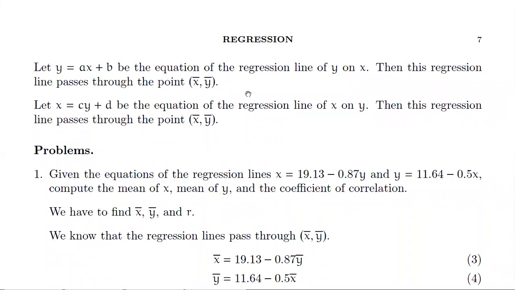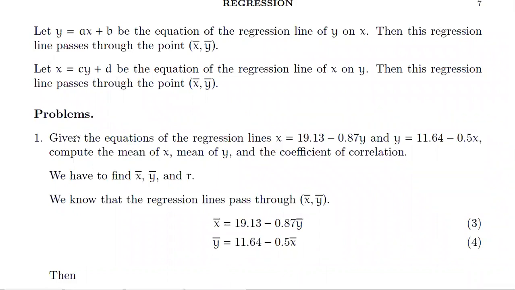Let y equal to ax plus b be the equation of the regression line of y on x. Then this regression line passes through the point x bar comma y bar. And let x equal to cy plus d be the equation of the regression line of x on y. Then this regression line also passes through the point x bar comma y bar. Please note here a, b, c, d are all constants.